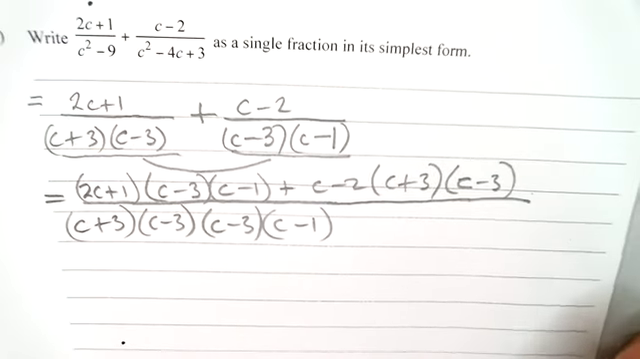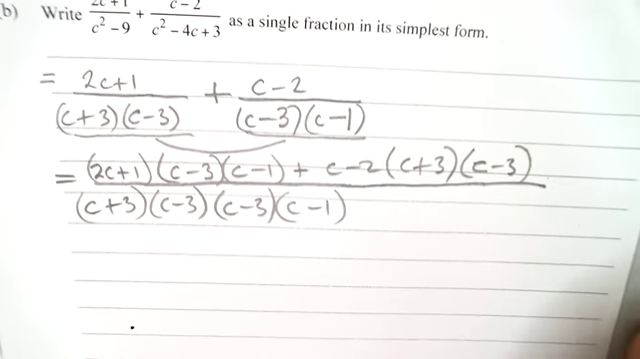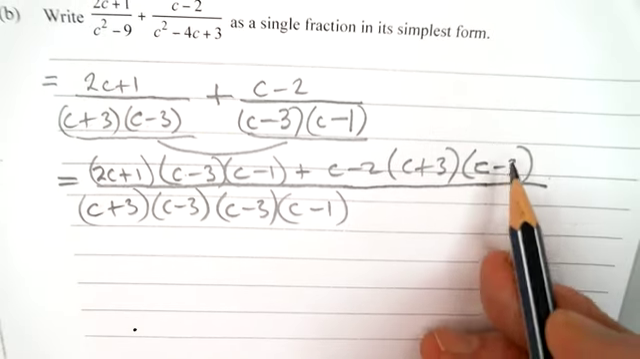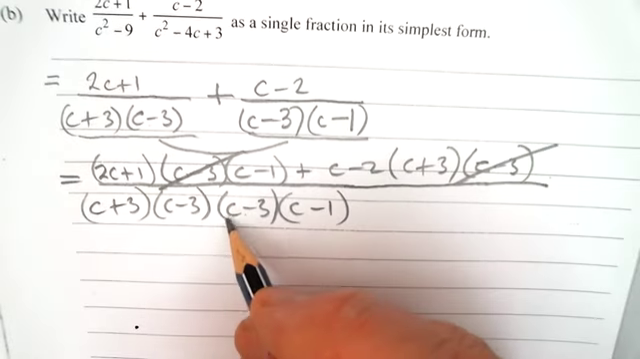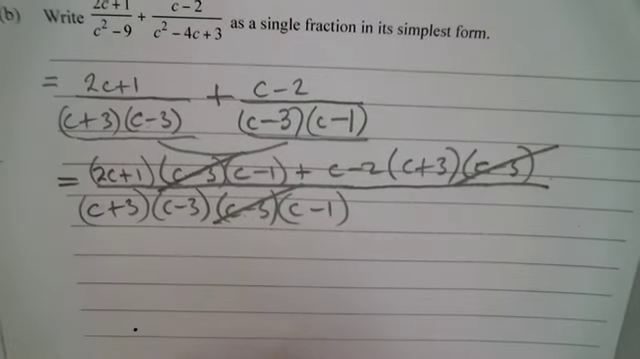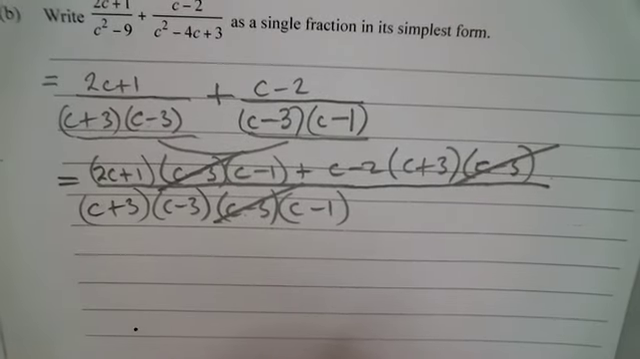All right. What's common? Okay, so straight away I can see I've got a c minus 3 here, a c minus 3 here, and I've got 1 on the bottom, so I can just cross out those two, and I can cross out that 1 on the bottom there. And that's really all I can do with the bottom bit.